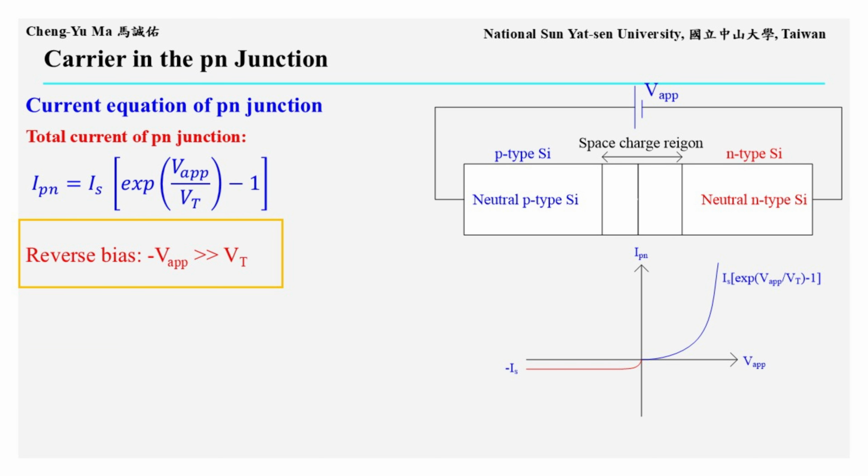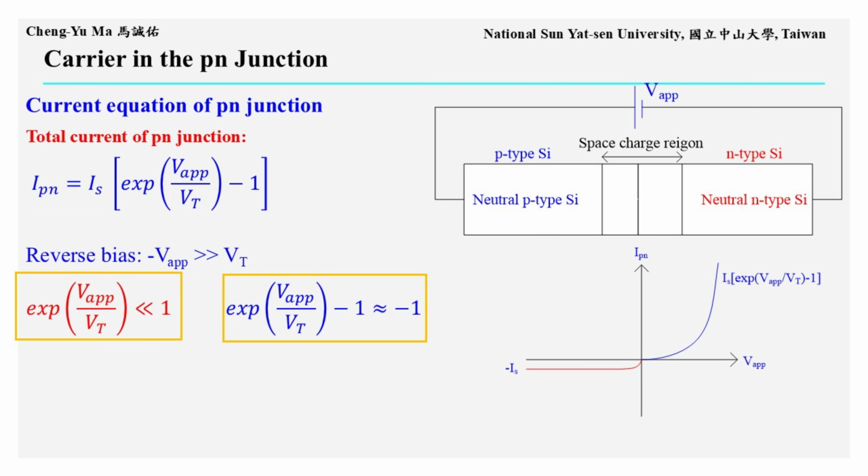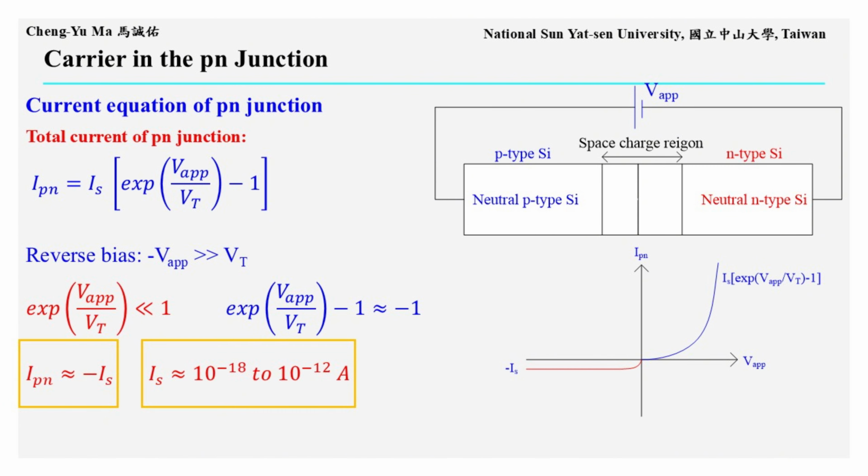When reverse bias is applied to the PN junction, V_applied is negative. If negative V_applied is greater than several thermal voltages, V_t, then exponential of V_applied divided by V_t is much less than 1, and exponential of V_applied divided by V_t minus 1 is approximately negative 1. Then the reverse bias current of the PN junction becomes a saturation current, I_s. This is why I_s is called the saturation current.